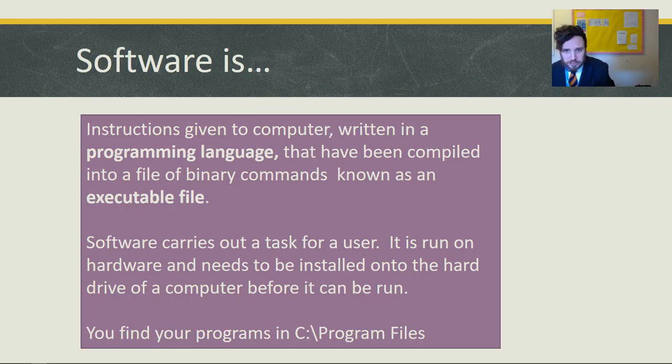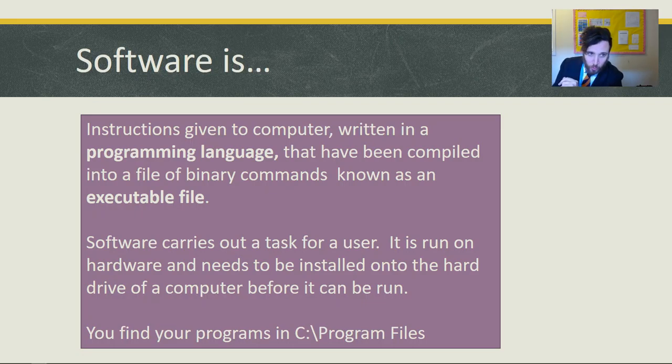So software is effectively sets of instructions that are given to computers, which are written in programming languages. Those programming languages have been compiled into a format that the processor can understand as a set of binary commands, and they're known as an executable file. Software effectively carries out a task that's useful for the user. It runs on hardware, but first needs to be installed onto the hard drive of the computer before it can run.